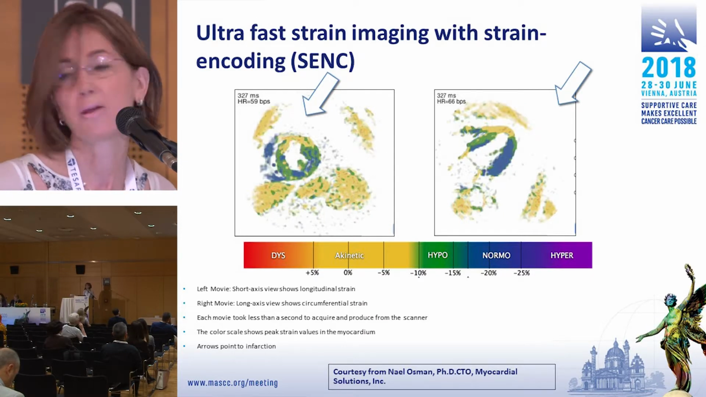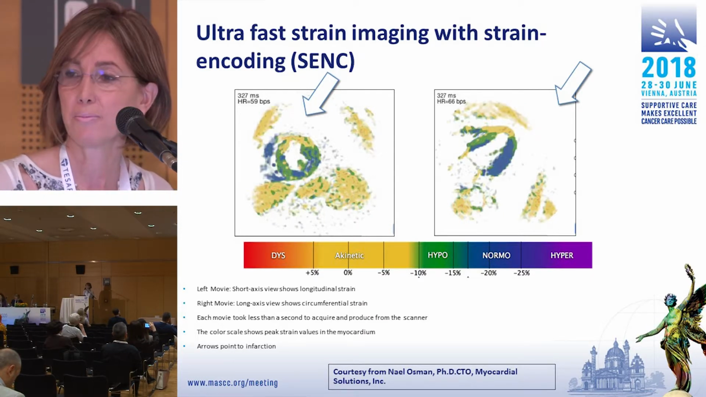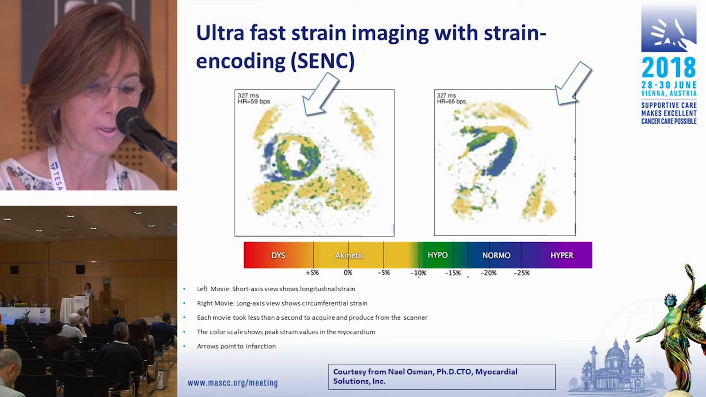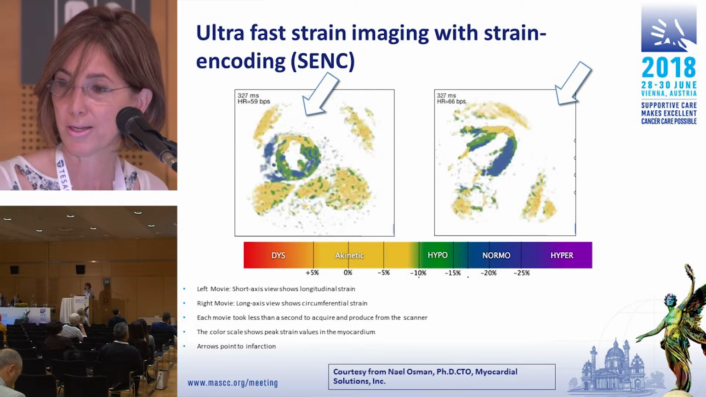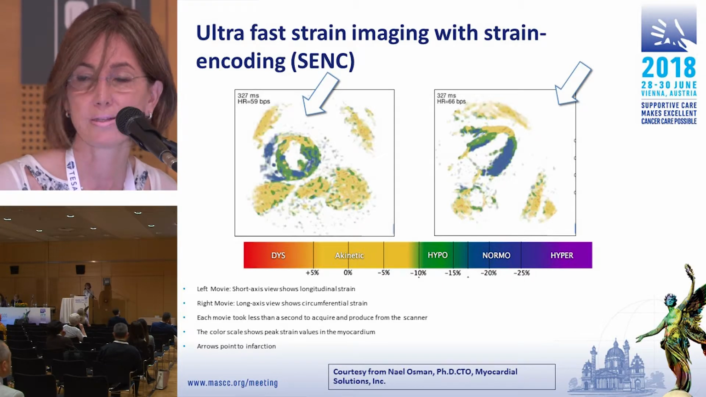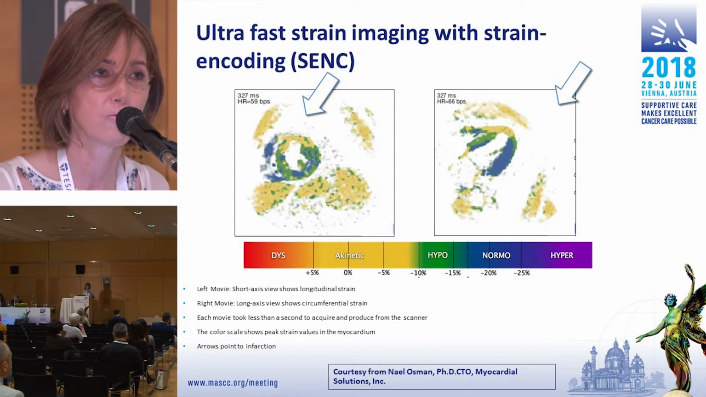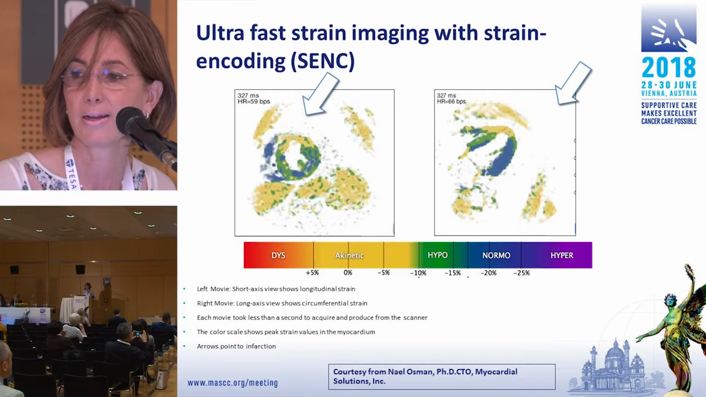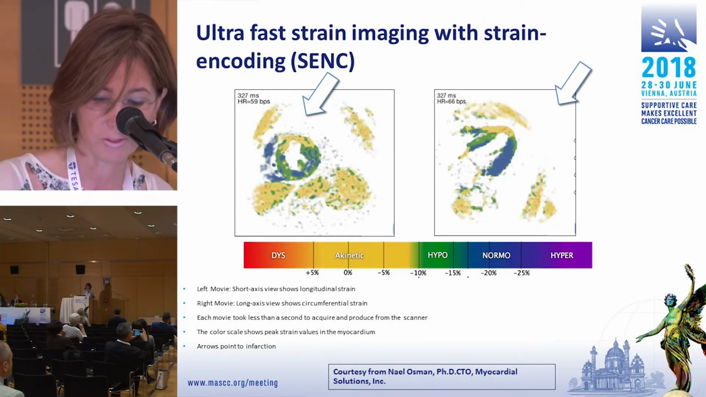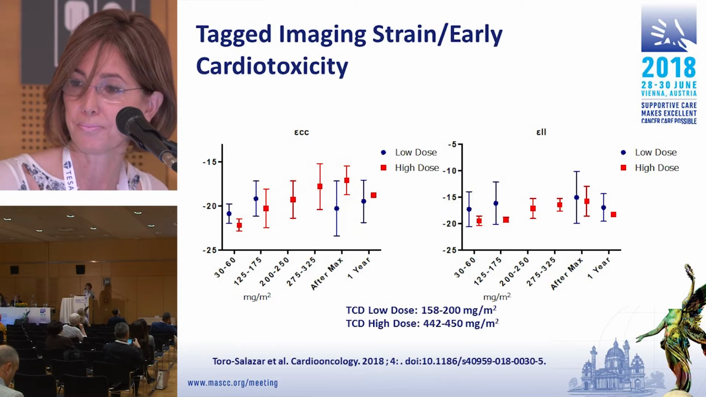These are new methods that are being developed in cardiac MRI, where now you can do ultra-fast strain imaging, and you can have color-coded images here. So you can see that there is normal function as depicted by the blue, with hypokinetic segments depicted as yellow. So we could have ultra-fast sequences that can be very helpful for the evaluation of these patients during and after therapy.